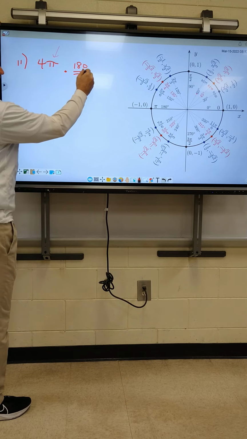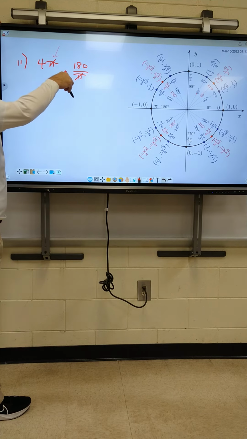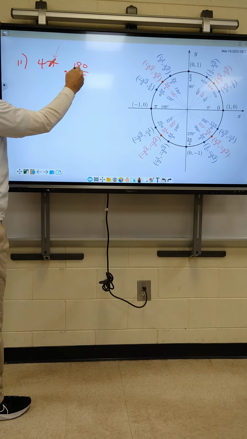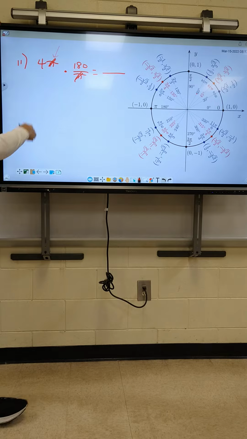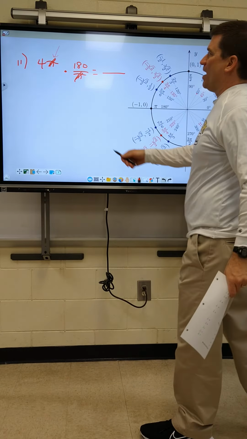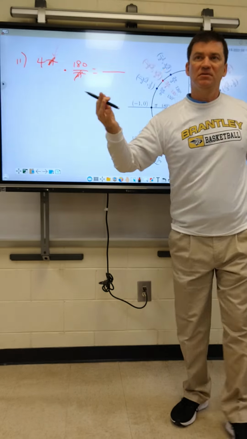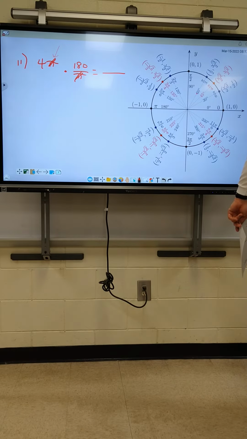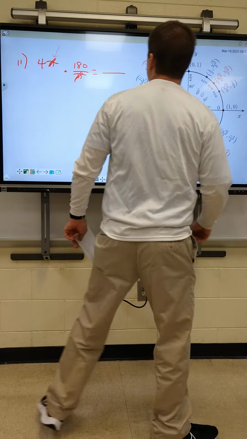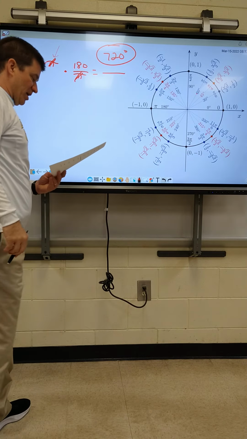How can you keep that straight? Here's how I keep it straight. I know the pi's have to cancel out, and the only way they'll cancel out is if one's on the top and one's on the bottom. Try it on your calculator. Since the pi's are going to cancel out, you can just type in 4 times 180. What do y'all get? 720 degrees would be your answer on number 11.